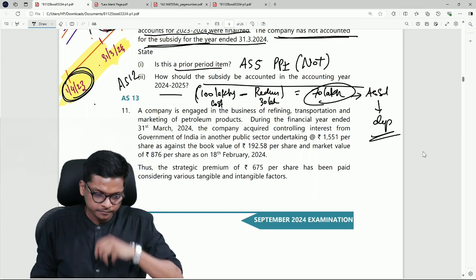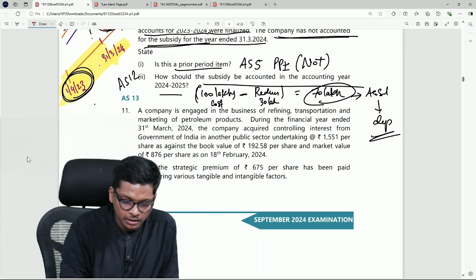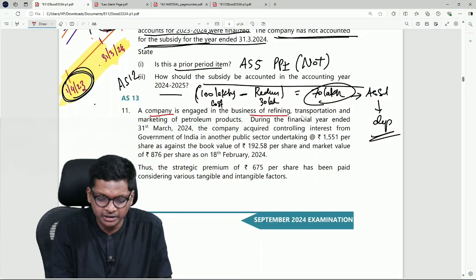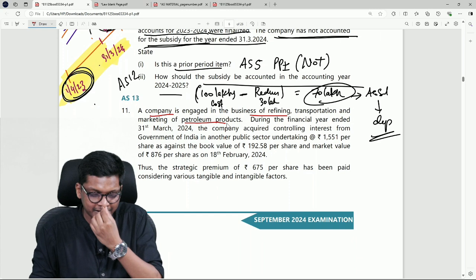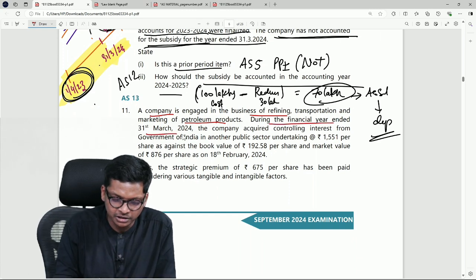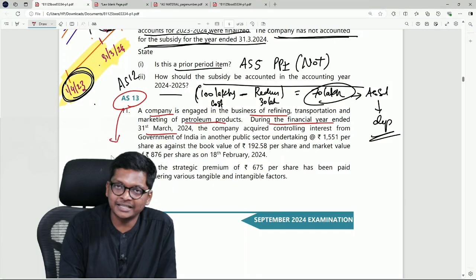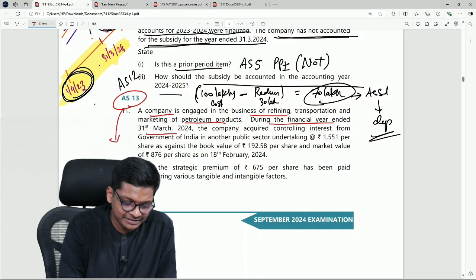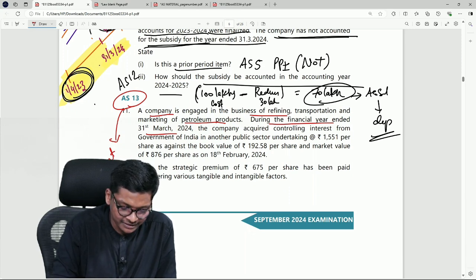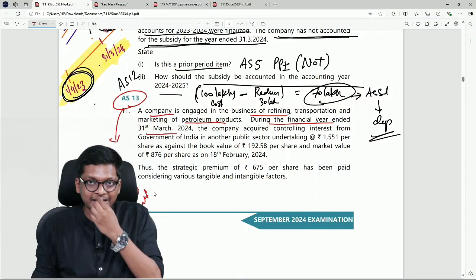Next question. A company is engaged in the business of refining, transportation and marketing of petroleum products. During the financial year ended 31st March, they are discussing AS 13, classification of investments as current investments versus non-current investments. Let's see what they are testing.